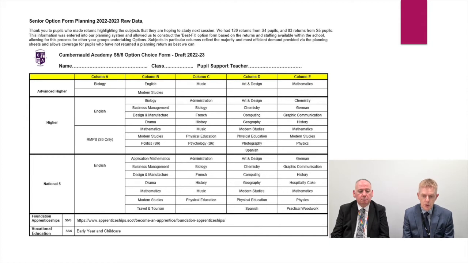Now, the option form itself is split into 5 columns. There is a facility for pupils to look at foundation apprenticeships as well as vocational courses. For clarification on foundation apprenticeships, there is a website address. Pupils are asked to go to that and then feed back to the pupil support team during the interview process to detail exactly their wishes.